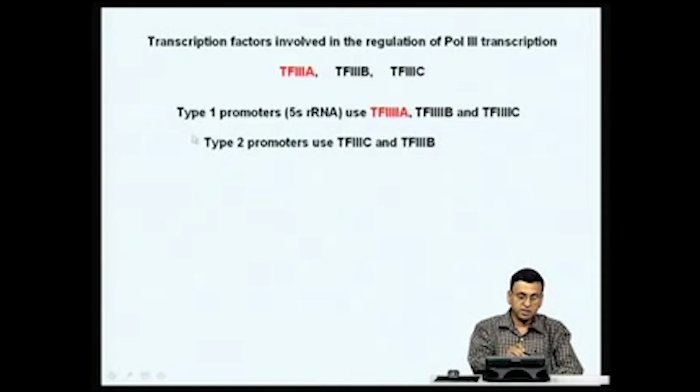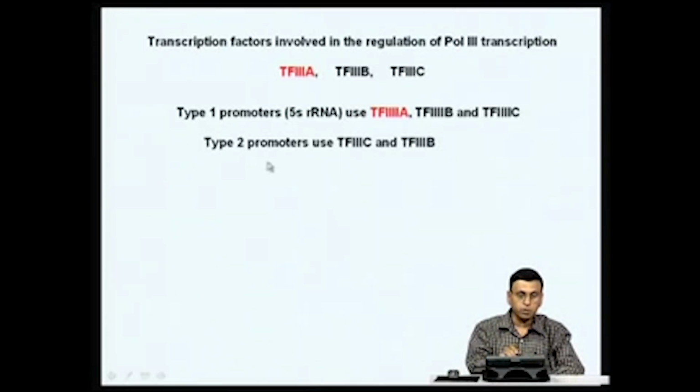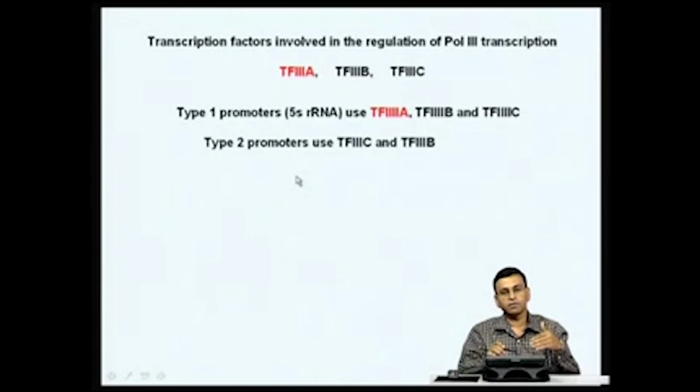It turns out the type 1 promoters, as discussed in the case of the 5S ribosomal RNA, require all these 3 transcription factors, namely TFIIIA, TFIIIB and TFIIIC, in addition to RNA polymerase III. Whereas the type 2 promoters, which primarily consist of a majority of tRNA gene promoters, require only TFIIIC and TFIIIB, they do not require TFIIIA. So, TFIIIA is very specific for the transcription of the 5S ribosomal RNA gene and is not required for the transcription of the transfer RNA genes.